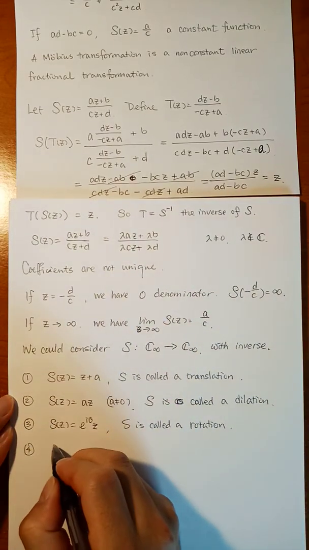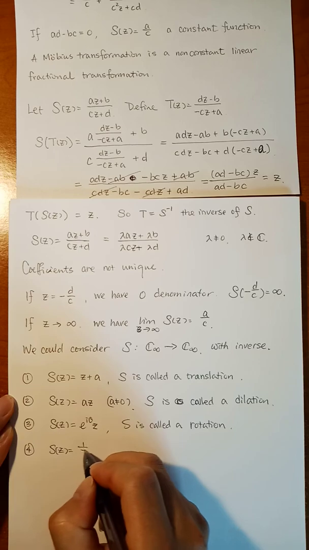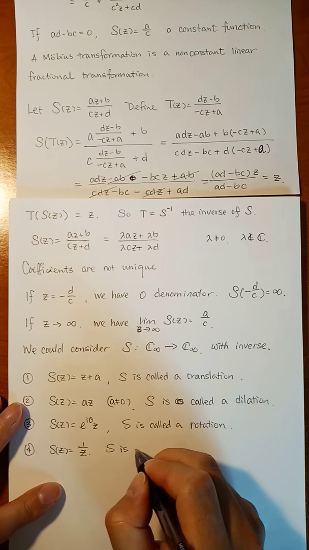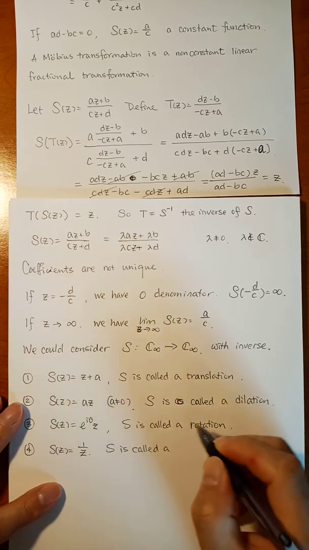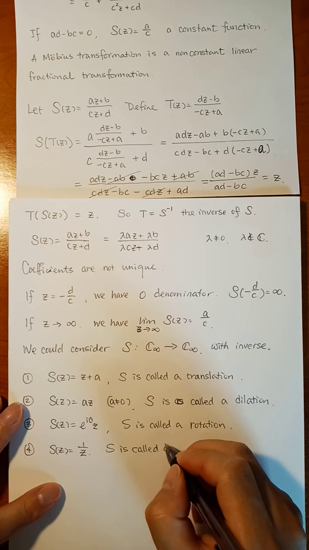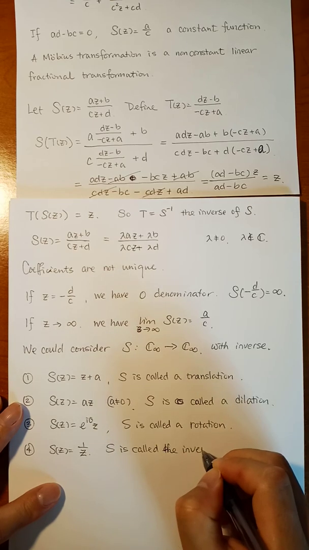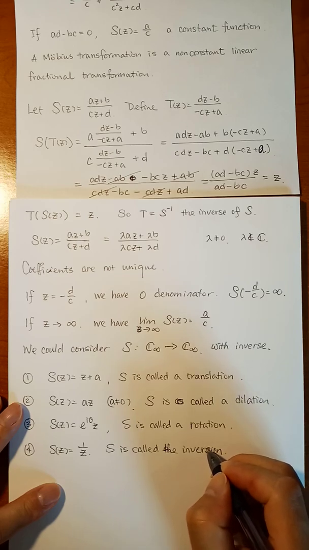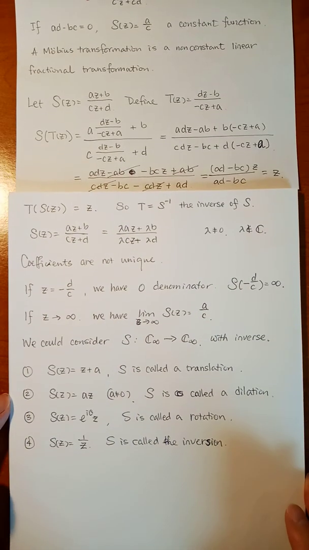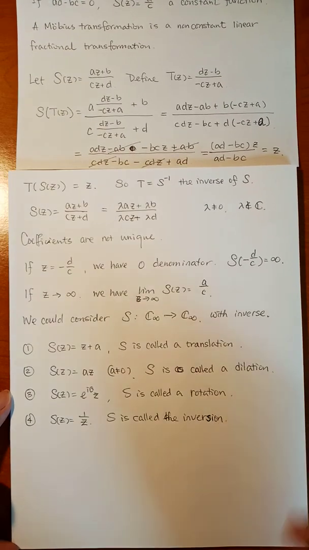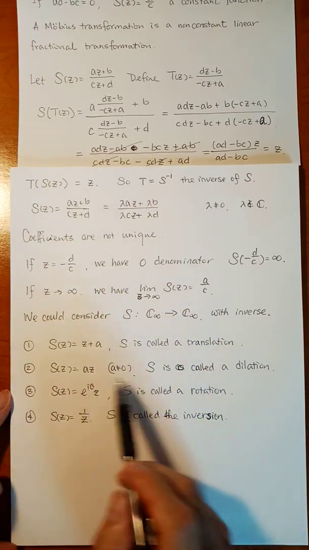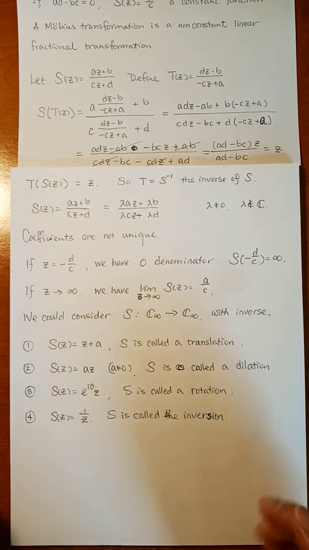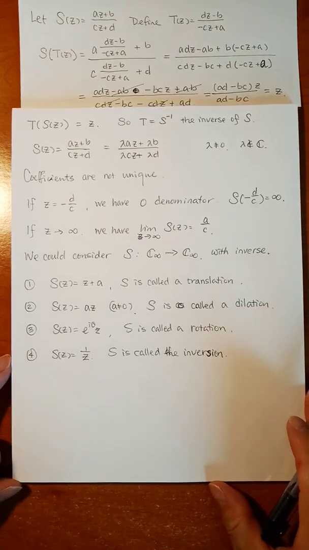And fourth, if S of Z is 1 over Z, S is called the inversion. There's only one inversion. It's called the inversion. So translation, there are several translations. Dilation, there are many dilations. Rotation, of course, there are infinitely many rotations. But inversion, there's only one inversion.